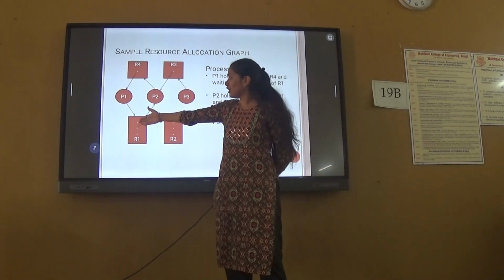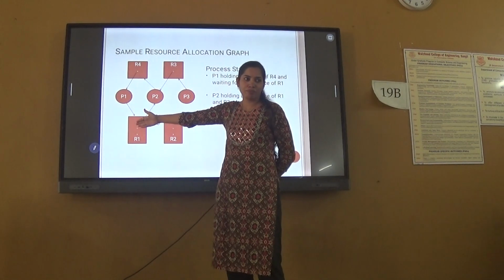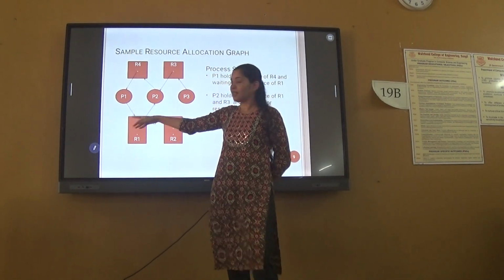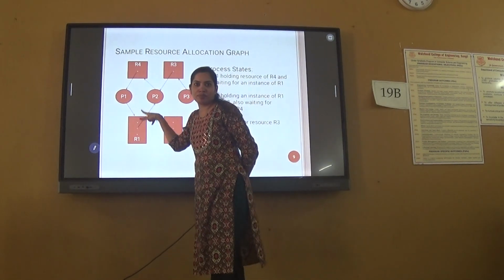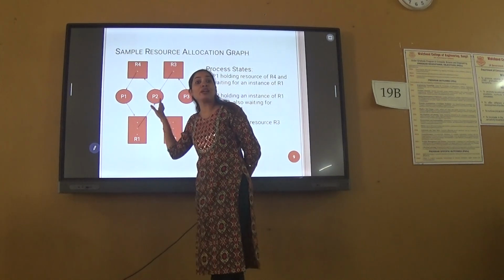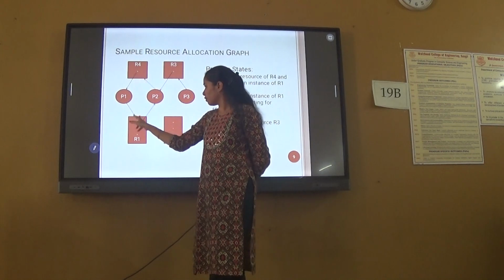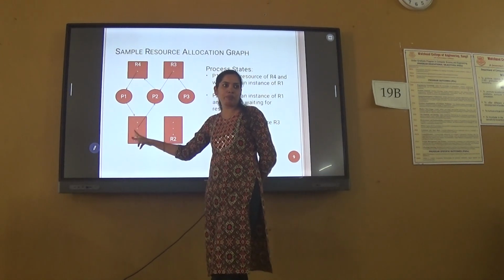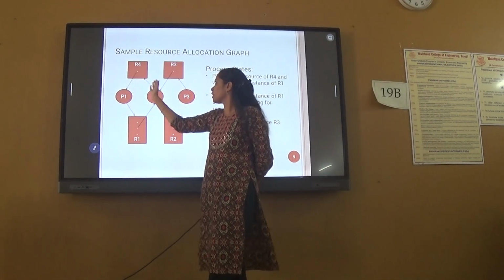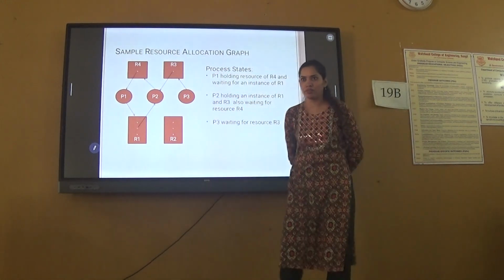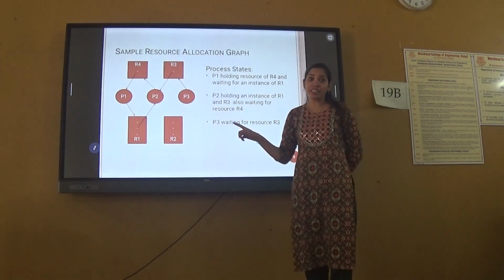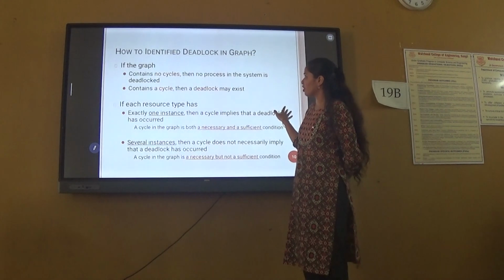P1 gets the instances, no? See, there is a cycle. There could be a deadlock. But how? P1 has one instance and 2 instances are available. P1 can get this instance, and it will release this one. I don't think it will have a deadlock. So a cycle is a necessary condition but not a sufficient condition.